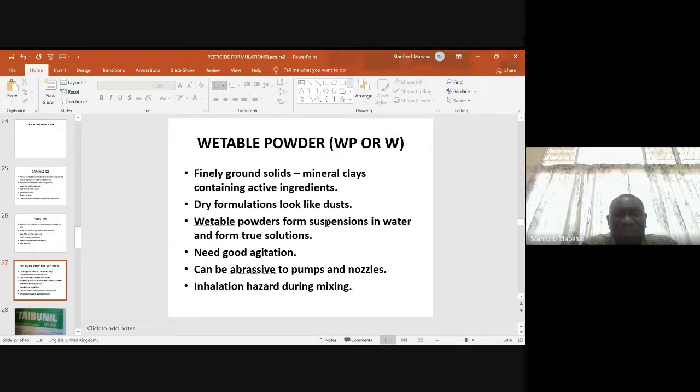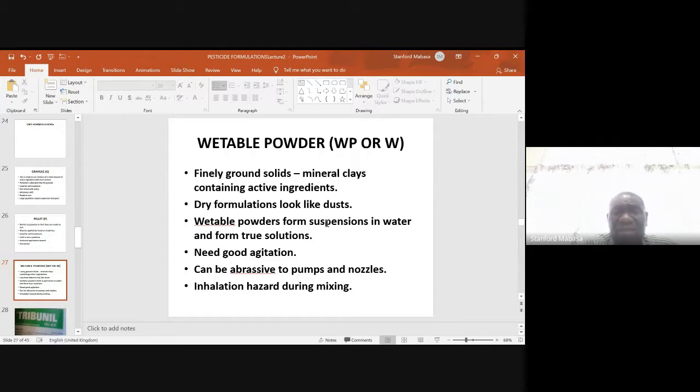I think these are the most dangerous pesticides. It's very difficult to handle them. In most cases, you see a lot of people coughing when they are handling these dusty pesticides. Now, wettable powders can form suspensions in water and form true solutions. But you need to constantly shake or agitate the container so that they are in the solution form.